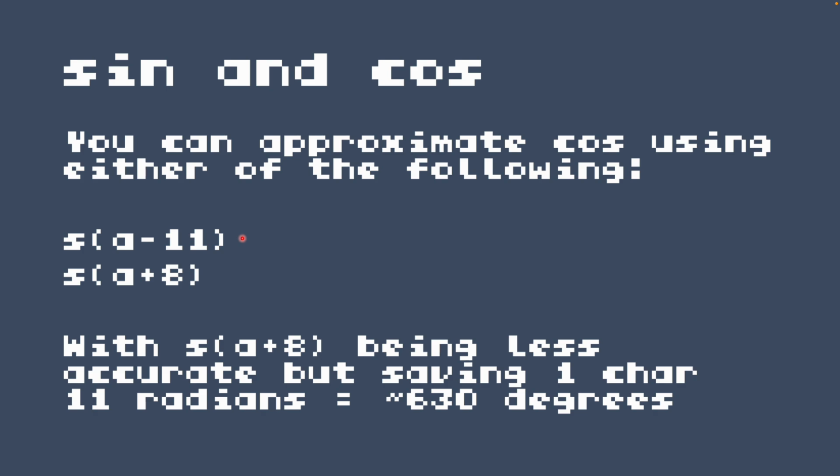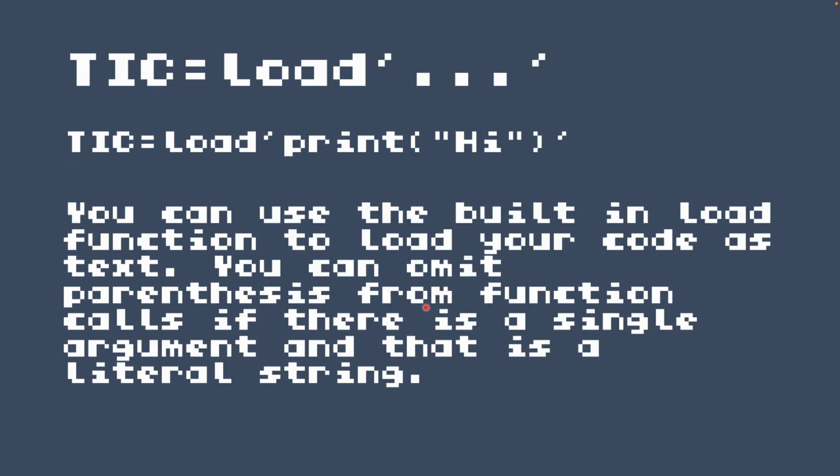Sine and cosine are the same thing, they're just 90 degrees out of phase, and if you go back and watch the sine and cosine visualizer, you'll see that. And 11 radians is approximately 630 degrees. 2 full revolutions is 720, so when you subtract 630 from 720, it gives you 90 degrees. So this will technically have 2 revolutions involved, but the sine of that angle is going to be the same as the cosine. And you can also use 8, which is less accurate, but you can save 1 character, and again that will depend on how accurate you need your sine and cosine to be.